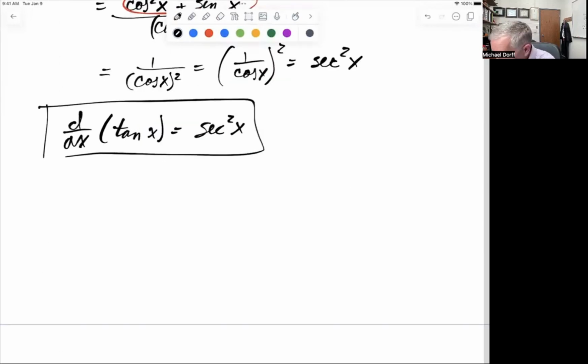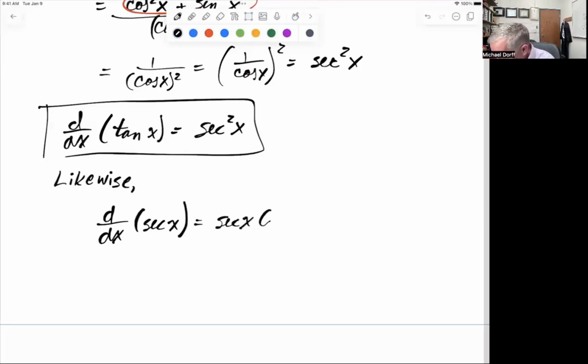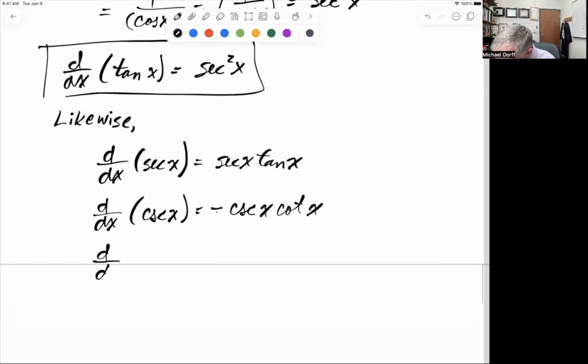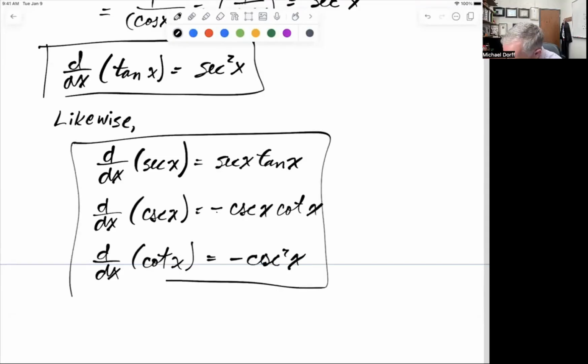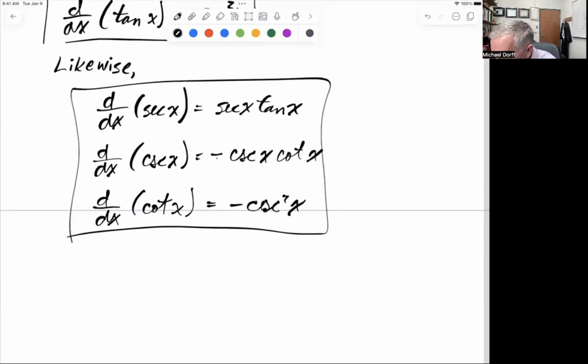All right, and likewise, we can figure out what these other ones are. Doing a similar approach, we could find the derivative of secant x because it's 1 over cosine x. And when I do the same quotient rule approach, we get secant x times tangent x. The derivative of cosecant x is going to be minus cosecant x cotangent x. And then the last one would be the derivative of cotangent x equaling minus cosecant squared x. So those give us the derivatives of all the trig functions that we have.